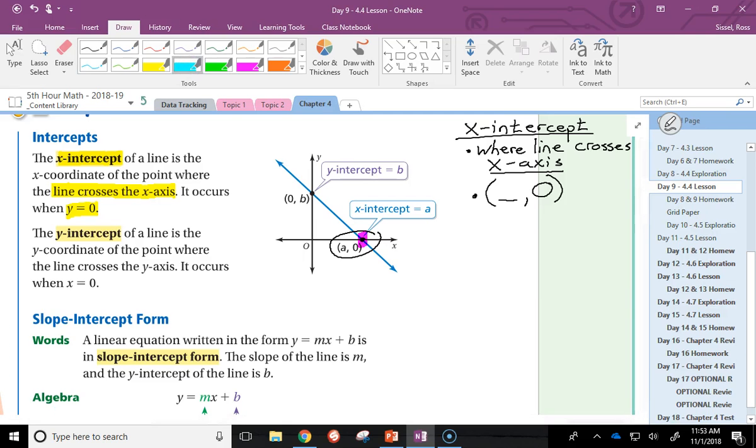We're going to look at the y-intercept now. Any ideas what you think the y-intercept is going to be? Yeah, pretty much the exact opposite. X-intercept is where the line crosses the x-axis and y equals 0. For the y-intercept, it's where the line crosses the y-axis and the x is 0. So I'm going to even write that one up here. Y-intercept.